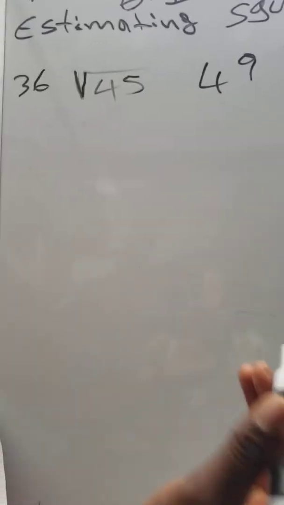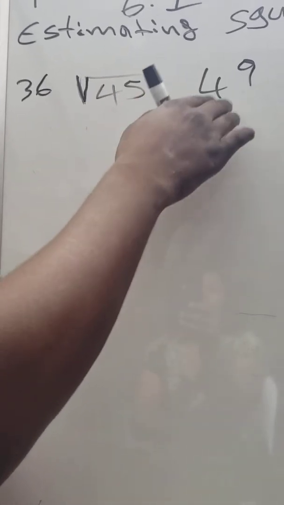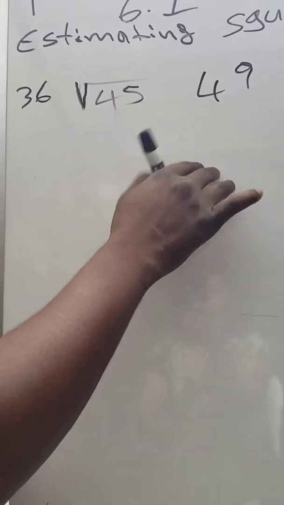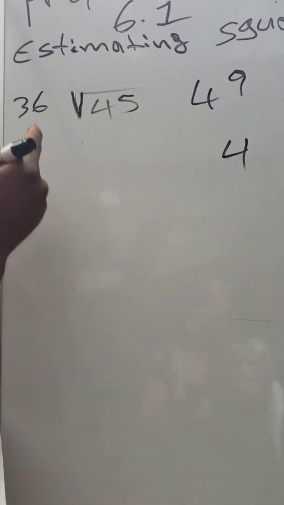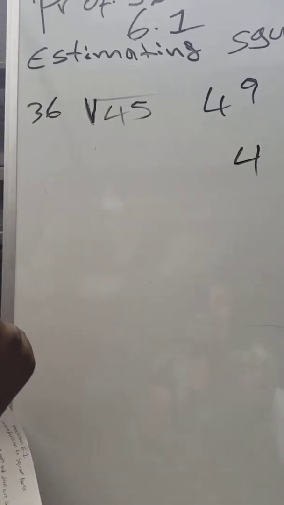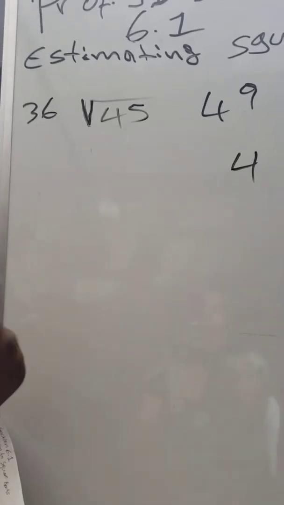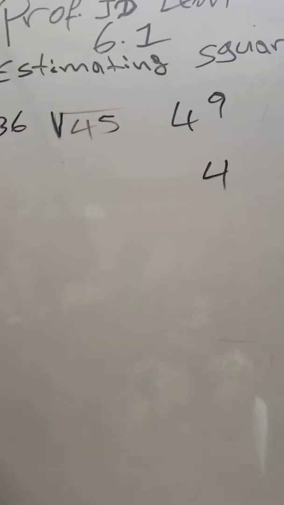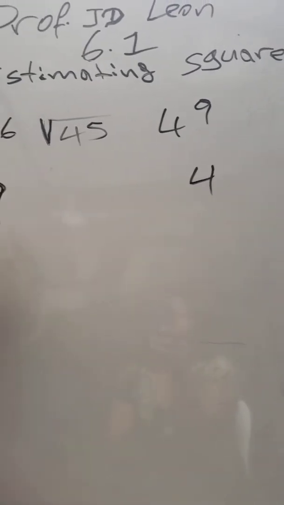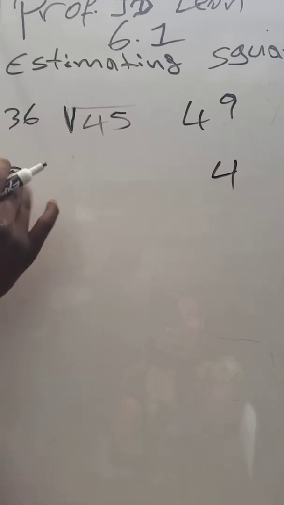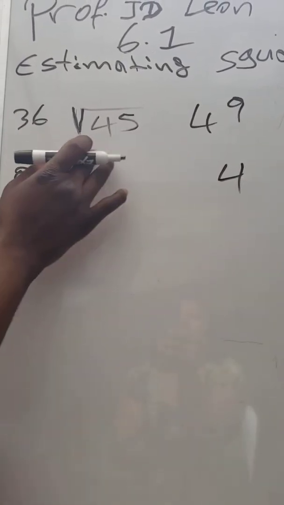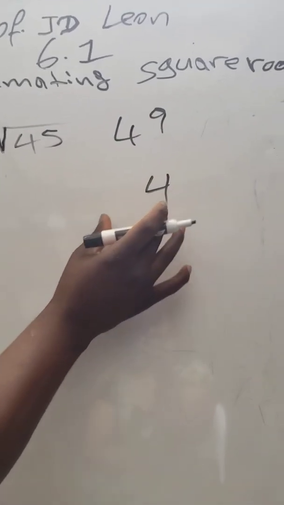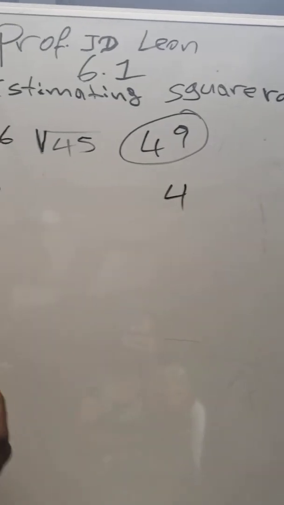If you're not too sure, you can subtract 45 from 49 and see what it gives you. It's actually going to give you 4. If you subtract 36 from 45, it should give you 9. That means there's more of a gap between 36 and 45 compared to 45 and 49, because it's only 4, which is smaller, so the gap is smaller between 45 and 49, which means 45 is closer to 49 than it is to 36.